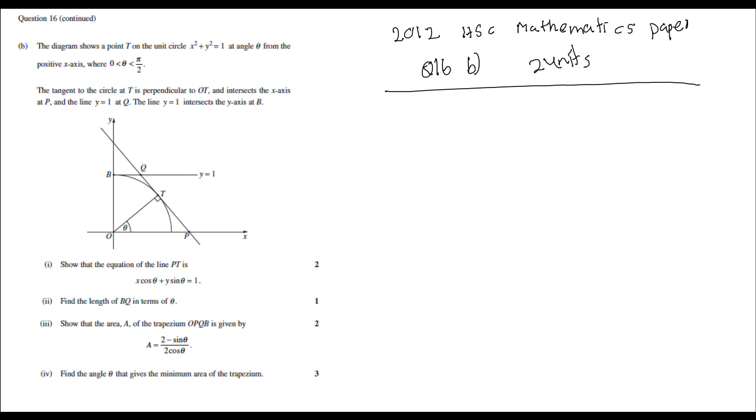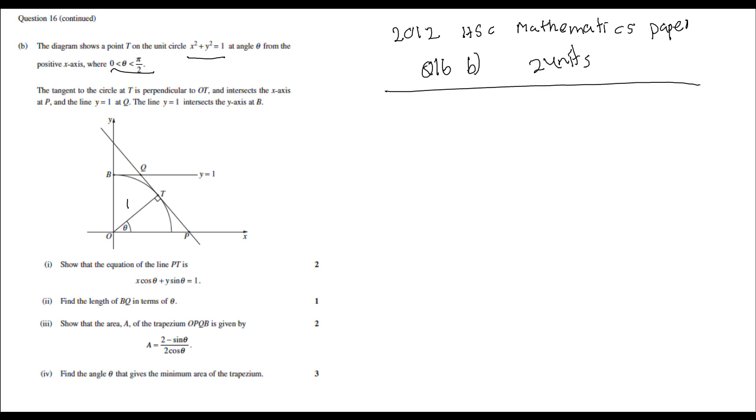The question has a diagram. There's a part circle with angle theta, where theta is between 0 and pi by 2. The circle's equation is that of a unit circle, x squared plus y squared equals 1, so the radius of this circle is 1. I'll read the question.